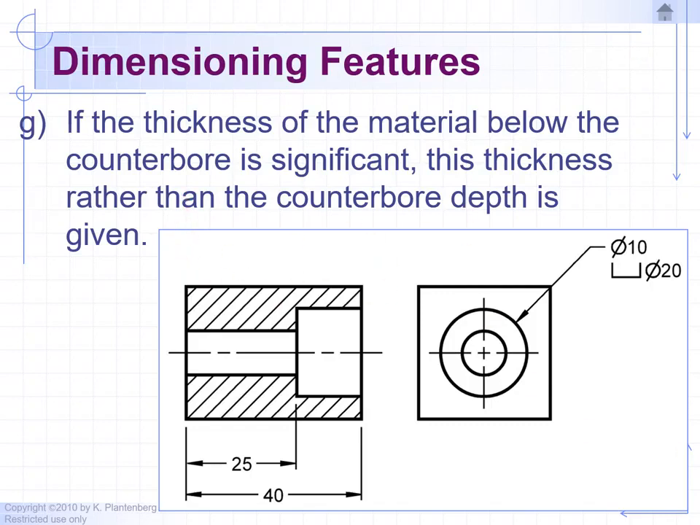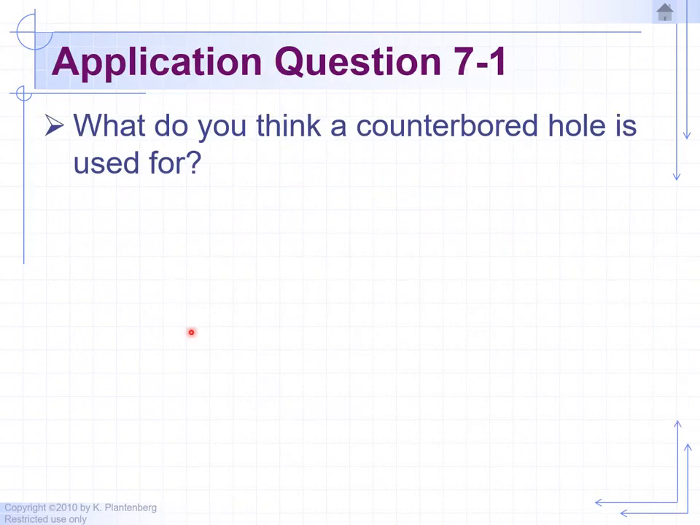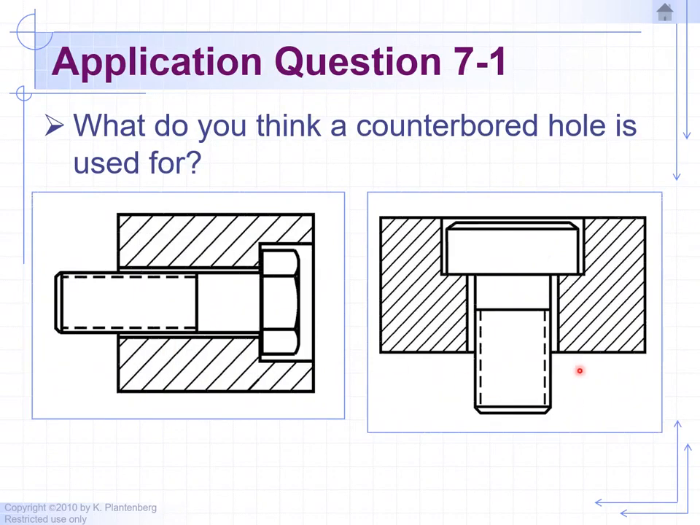Next slide. So what is a counterbored hole used for? Typically it's used to hide the head of a bolt. Now, if you did not have a counterbored hole, then the head of the bolt would be sticking out.